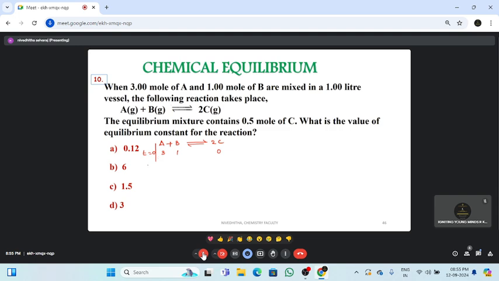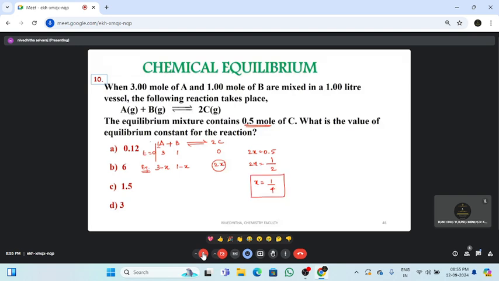Okay, when the system is at equilibrium, we know from 3 moles of A, a particular quantity would have reacted. So, how much quantity? It is just x because this is 1 mole. So, this is 3 minus x, and this is 1 minus x. How much quantity would have formed? 2x quantity of C would have been formed. And what is this quantity? 2x is given as 0.5, or 2x can be written as 1 by 2. So what is the value of x? It is 1 by 4.